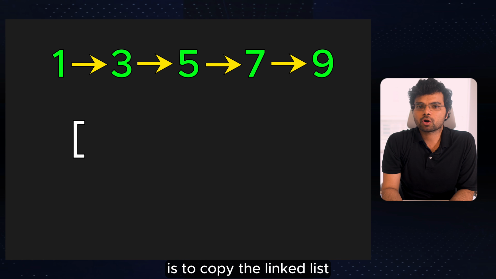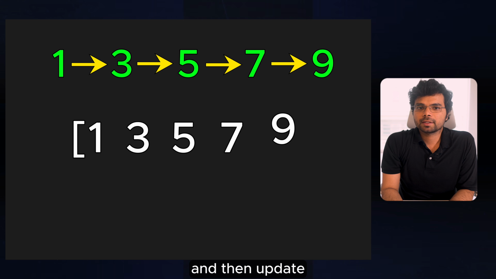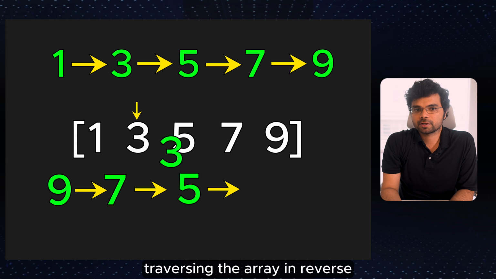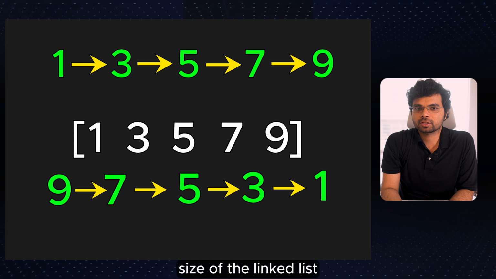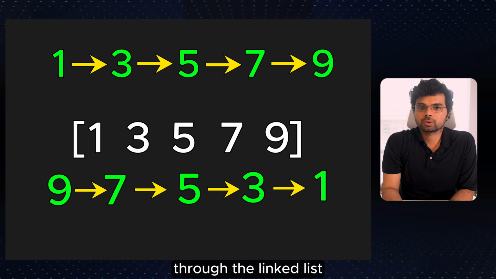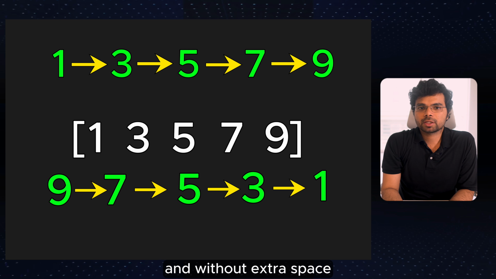A simple approach is to copy the linked list values into an array and then update the linked list by traversing the array in reverse. But this isn't the most optimal approach since it needs extra space equal to the size of the linked list and requires multiple passes through the linked list. Can we do it in one pass and without extra space?